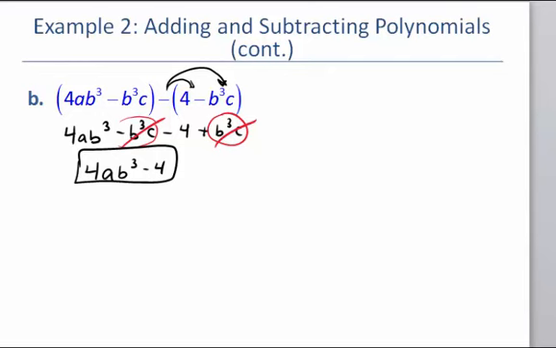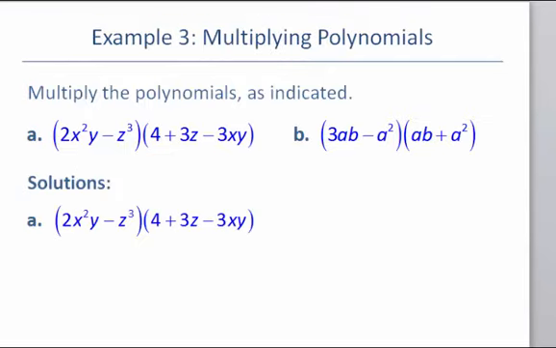Okay, so we've done some addition and subtraction. We can also do some multiplication. Multiplication for polynomials essentially means that you are going to distribute. All right, so our first problem says that we have 2x squared y minus z to the third. That's our first polynomial, and now we're going to multiply that times 4 plus 3z minus 3xy.